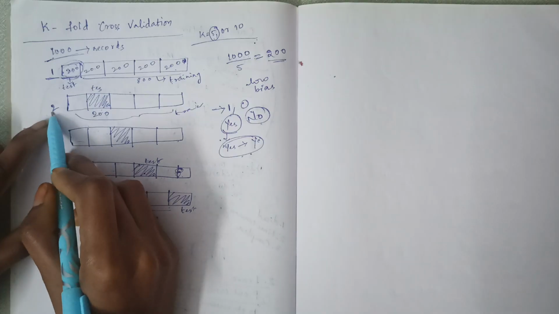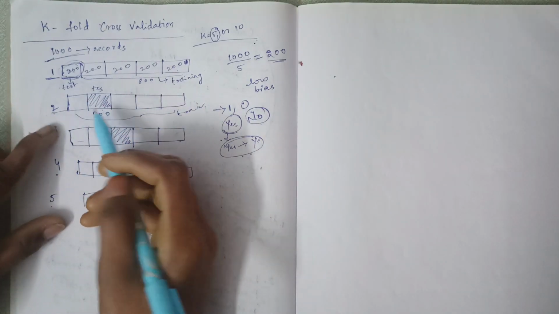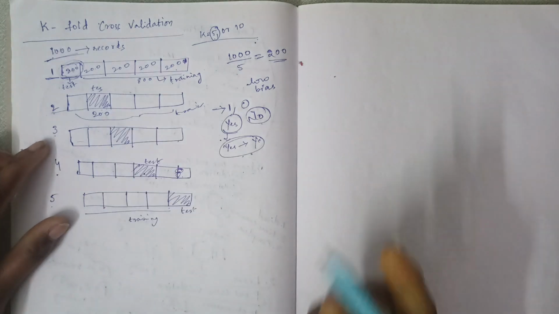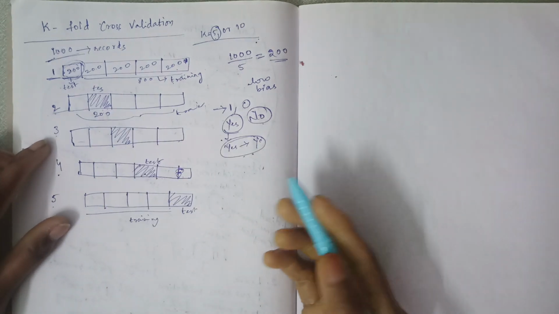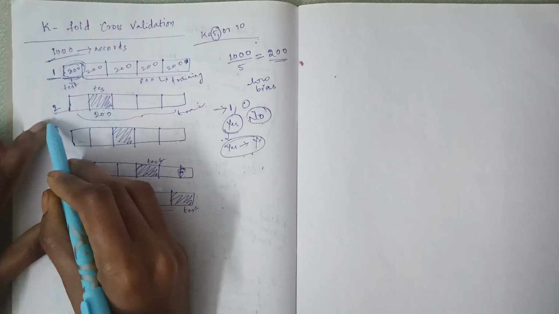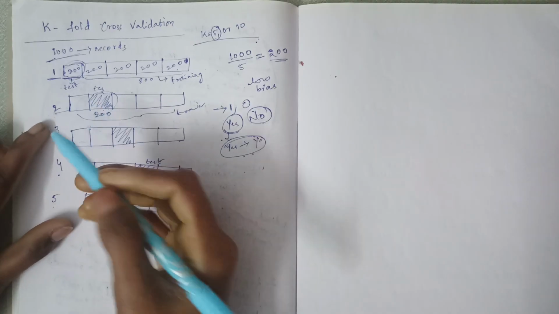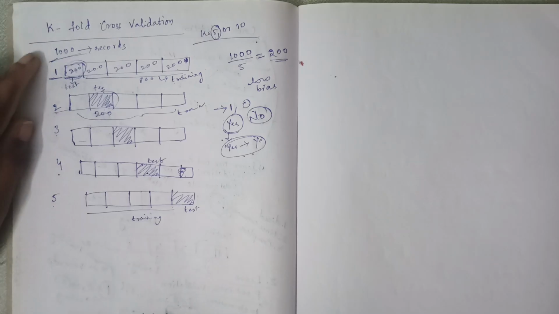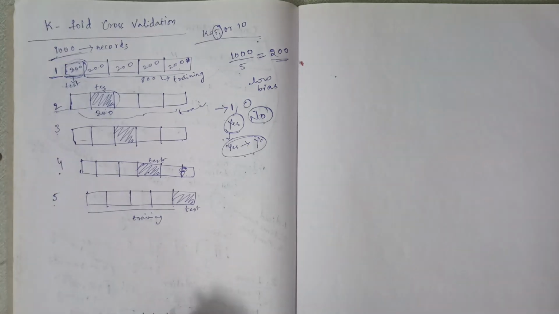And in the second fold also, if the second fold only contains one side of the data set, then how will it predict the yes or no? This is the problem. Have you understood the K-fold cross validation? I will explain it once again.